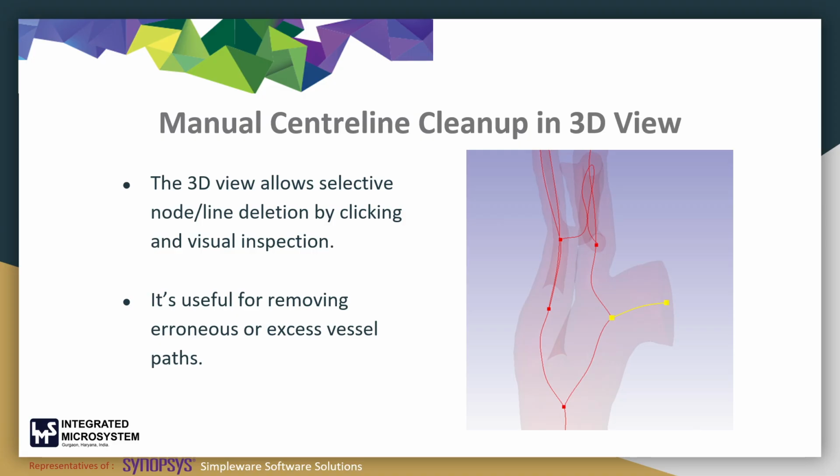This functionality is especially useful in scenarios like removing centerline fragments in regions with imaging noise or segmentation artifacts, trimming distal branches of arteries that are not part of the analysis scope, and defining paths in overlapping or tortuous or bifurcated vessels where automatic centerlining may struggle.